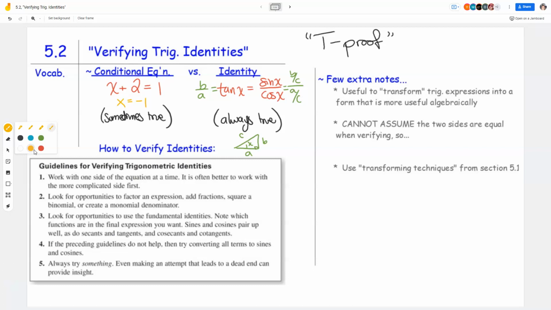First of all, didn't I already show you you work with one side at a time? You're not allowed to assume. So beware the equals. Don't just move back and forth. Pause, check in with your buddies, make sure they're making wise choices. Here we go. Work with one side of the equation at a time. You usually want to choose the harder one. Why? There's more to do. You usually want to choose the harder one because there's more stuff to be done to it.